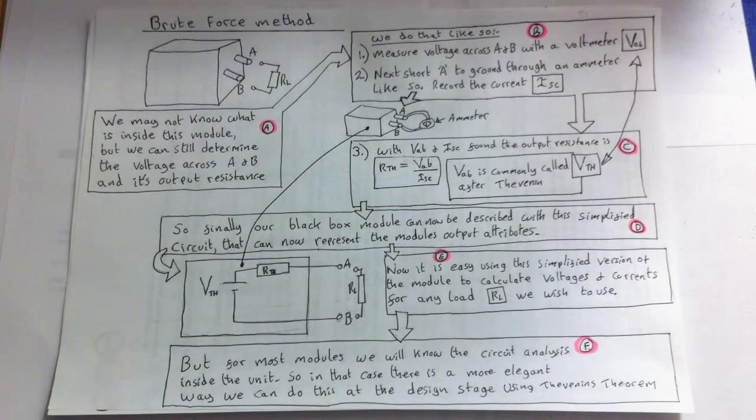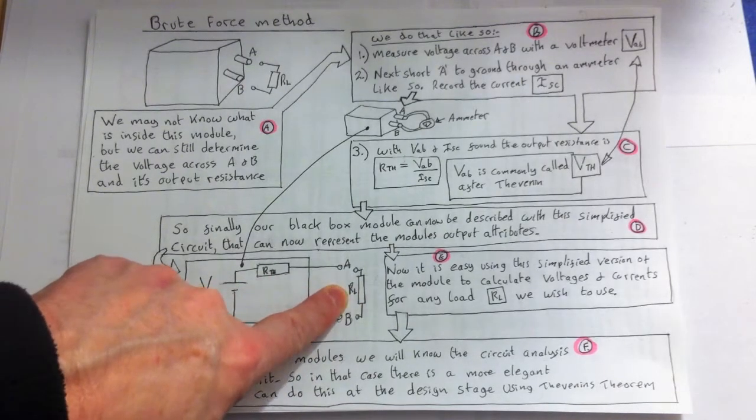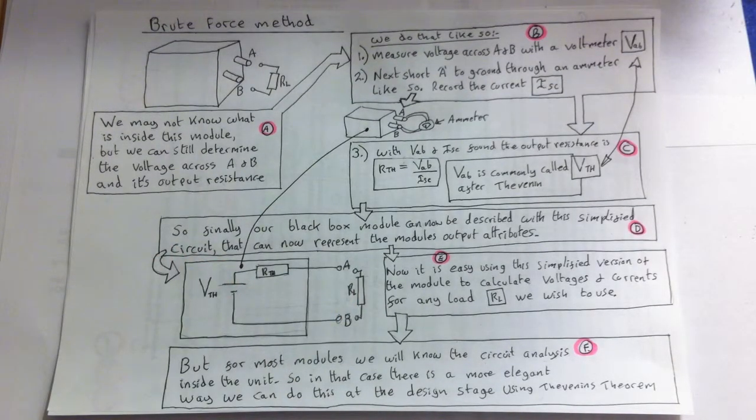Now we can calculate for any load resistance we put onto this module. Now that we've done this brute force method of measurement, we can easily use a voltage divider to calculate many different load resistances. But for most modules we see in electronics, we will know the circuit analysis beforehand anyway. So in that case there's a more elegant method than this brute force method.